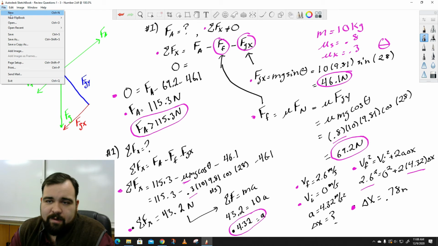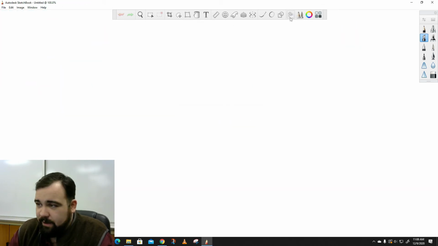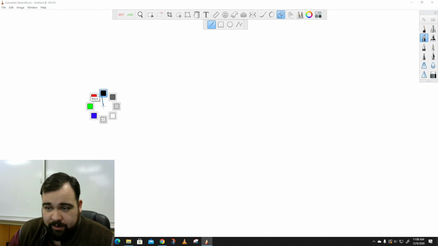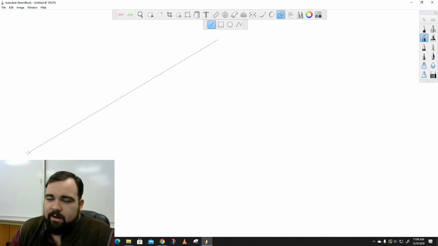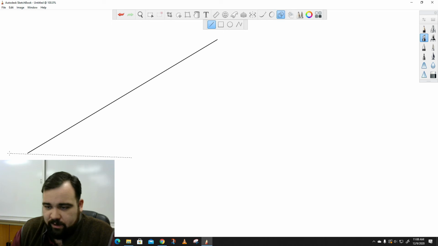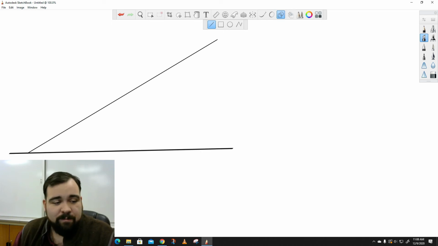Now for the last one, number 3, that one is either very difficult or very simple, depending on if you picked up on something. With that one, you are given the slope of the, no, you're not given the slope of the surface, you're given the mu value. Okay, so let's check that. The mu value was 0.8 for mu kinetic.